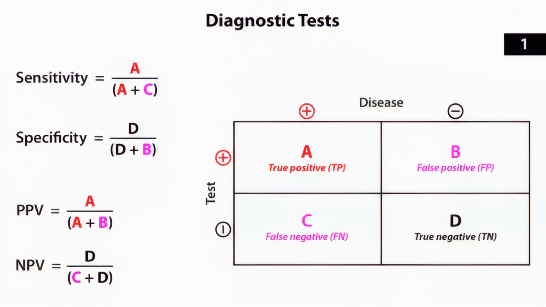Sensitivity is the true positives over true positives plus false negatives. Specificity is the true negatives over true negatives plus false positives. Positive predictive value is true positives over true positives plus false positives. And the negative predictive value is true negatives over false negatives plus true negatives. Now make sure you know all those equations really, really well. Now let's go ahead and get started with the lecture.